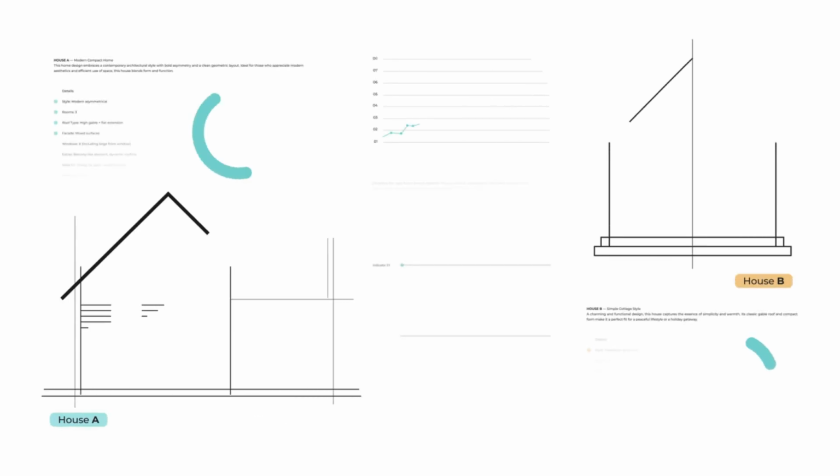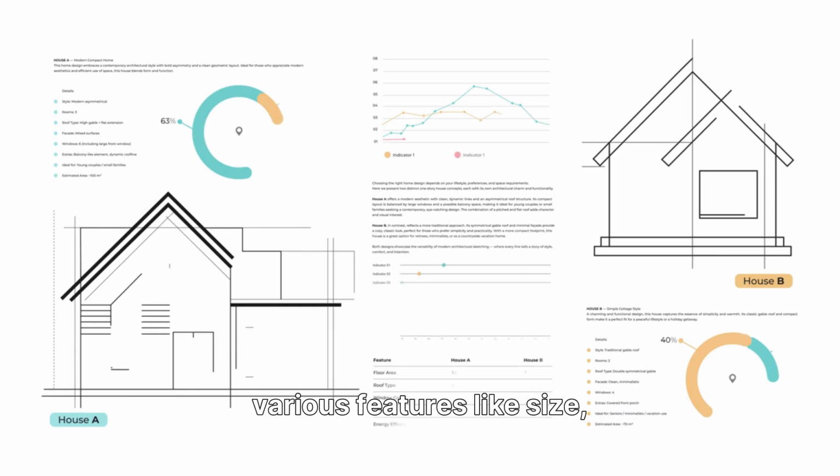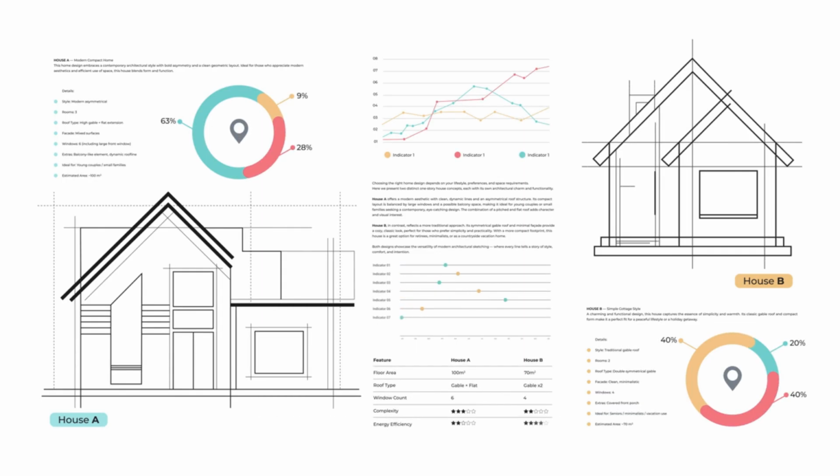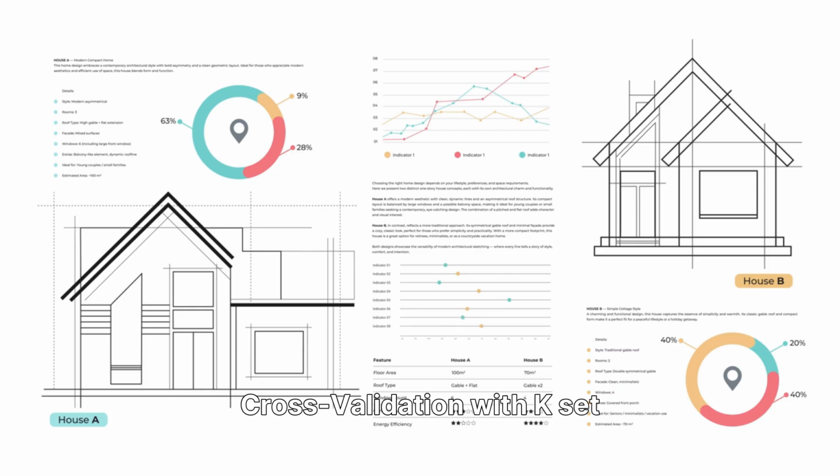Let's look at an example. Suppose you're working on a model to predict house prices based on various features like size, location, and number of bedrooms. If you use k-fold cross-validation with k set to 5, you'll get 5 different performance metrics that reflect how well your model can generalize. This gives you a better sense of its capabilities than a single train test split.